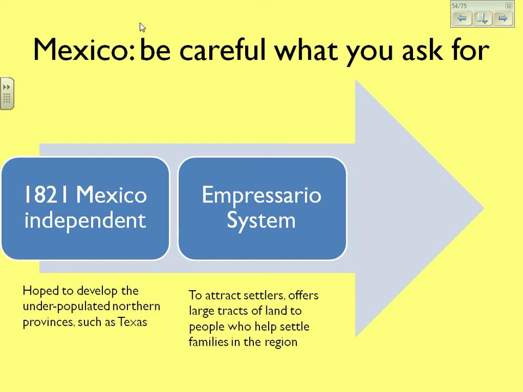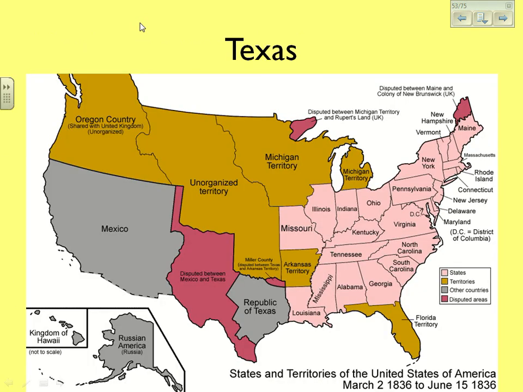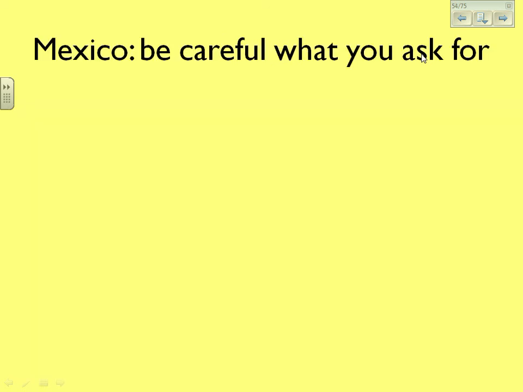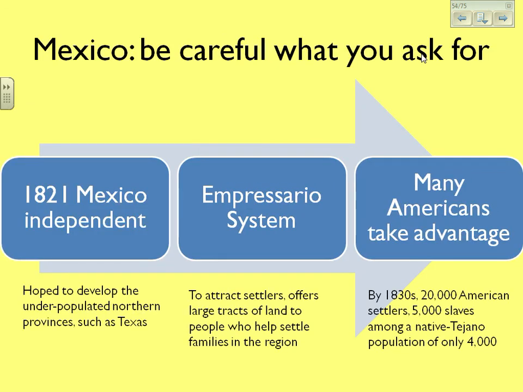These are Southern Americans. If we look back on the map very quickly, they would be coming in from Louisiana, Mississippi, an extension of the Cotton Belt coming in for the most part. And by the 1830s, there are 20,000 American settlers in the region. With them, 5,000 slaves that they brought with them, and the native Tejano, which is the Mexicans there. They're known as Tejano, Texans, very similar. Their population is only 4,000.